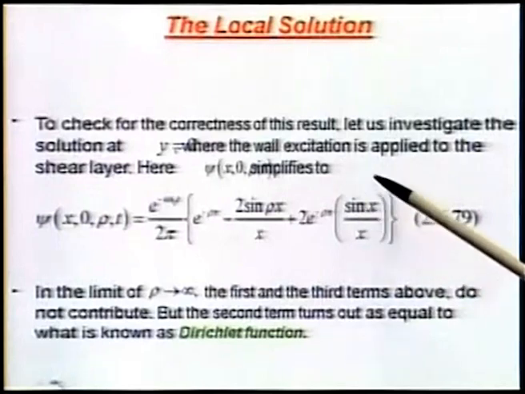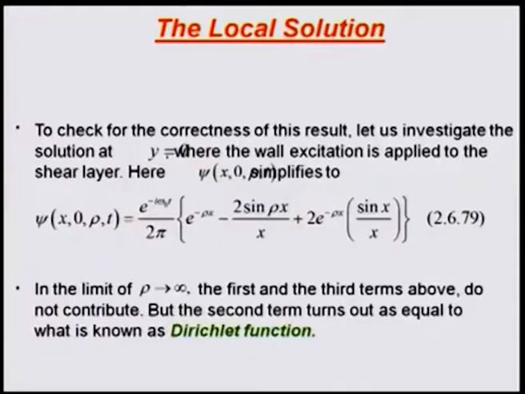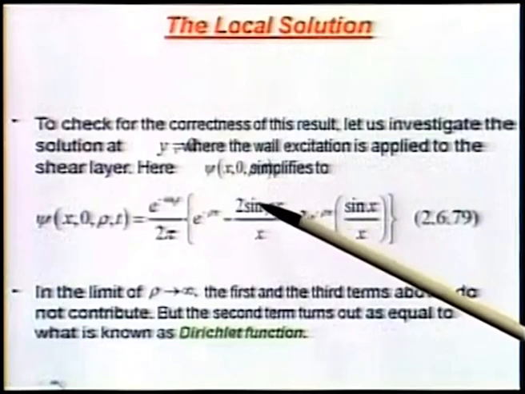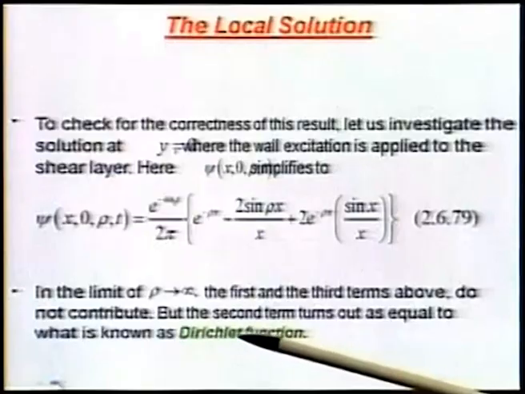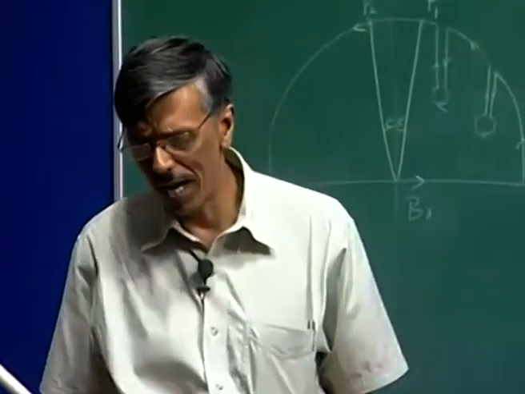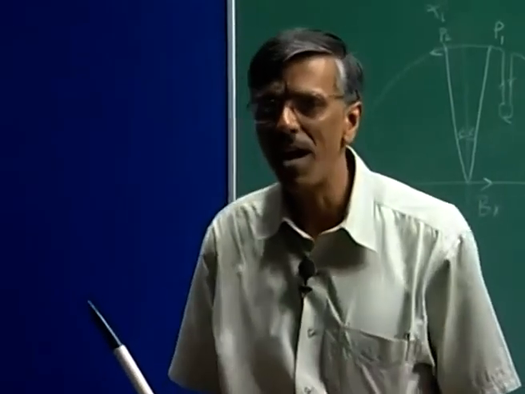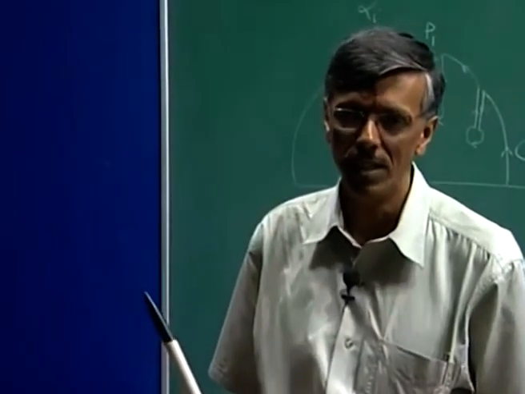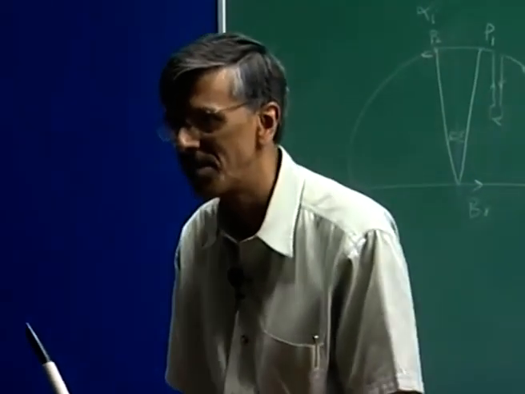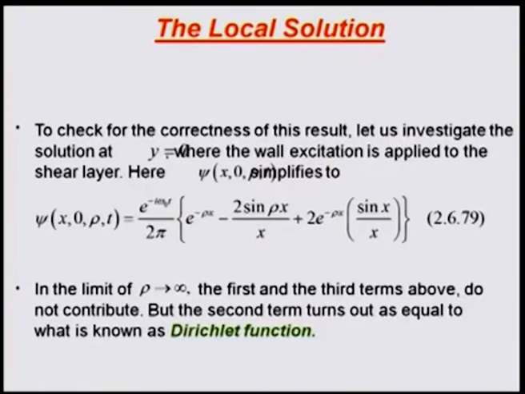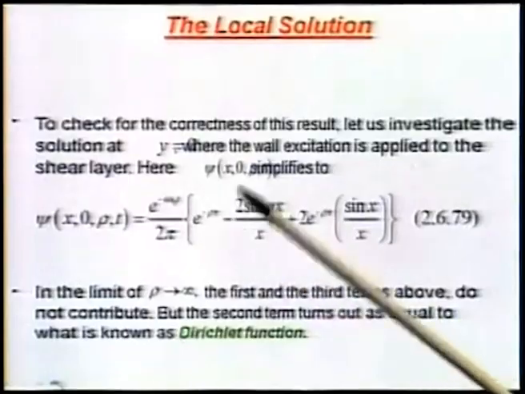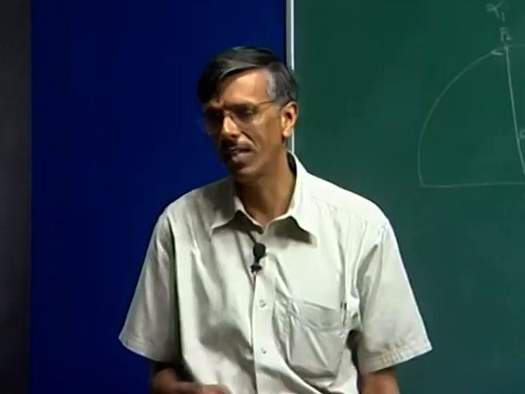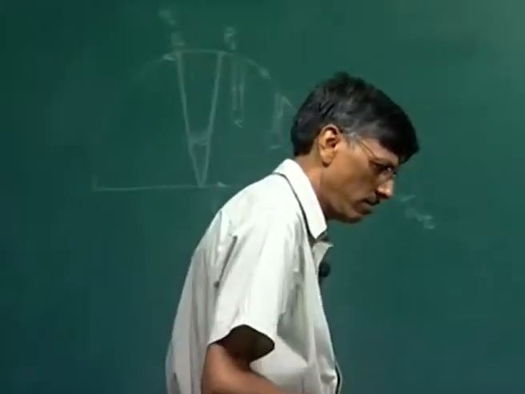So, you know sin x by x is of course the sine function. This varies from 1 to 0 and so on and so forth. So, this is bounded. What about this? This is a very interesting function. This is a function that is called a Dirichlet function. You know, there are many approximate ways of expressing the delta function. Dirichlet function is one such representation. And in the limit rho going to infinity, this part gives you delta x.